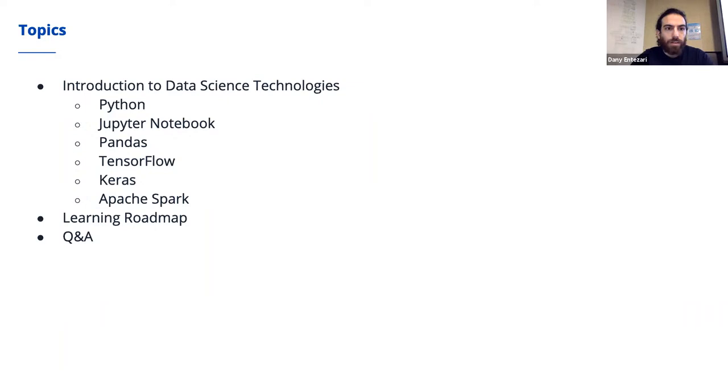Now, we will begin with an introduction to some of the technologies in data science. So if you're going to become a data scientist, or if you're someone who wants to develop a team of data scientists, these are the technologies that must be part of your ecosystem. Now, if you're a beginner, you may also want to know how to go about learning to work with these tools and what the prerequisites are. That will be the learning roadmap. So I will tell you what you would need to know with respect to computer programming and what you need to know with respect to mathematics and statistics.